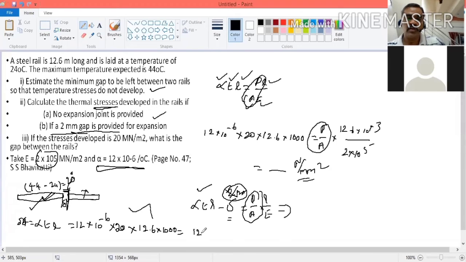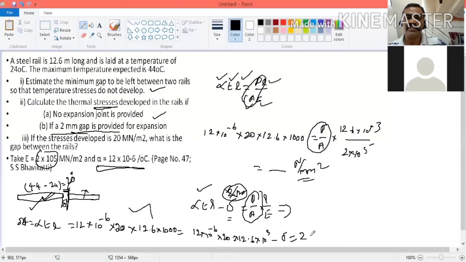Alpha is 12 into 10 power minus 6, into T 20 degree, into L is equal to 12.6 into 10 power 3 minus delta, we need to calculate. Stress is given, P by A is given. How much? It is 20 mega Newton by meter square. 20 mega Newton by meter square means what? Newton by meter square is equal to Pascal. Megapascal is equal to Newton by millimeter square only.